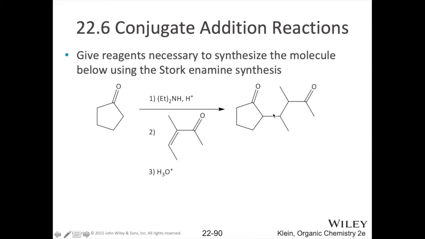So if you're going to break this apart into two pieces, one of them is this one here, which you can see as our starting reagent, and our Michael acceptor is this half here with the double bond between these two carbons, and that's what we see over here.